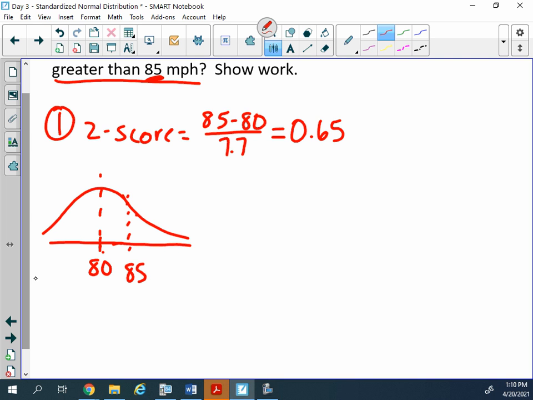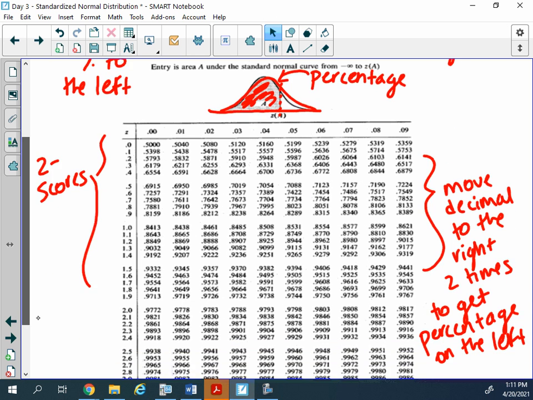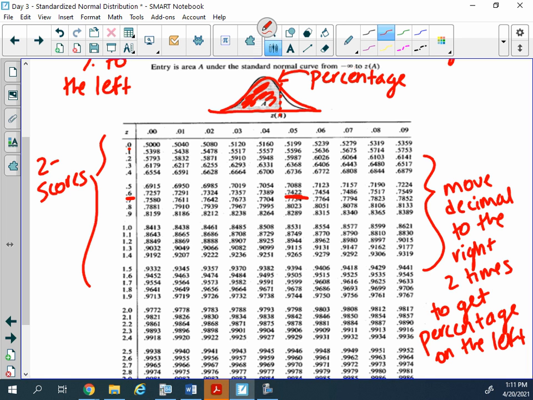Okay. And because we want greater than, we want values to the right. So remember when we use the table, it only tells us values to the left. So remember, to do this, we will have to do 1 minus the percentage. Well, let's find the percentage of our 0.65. So using our table, I go to the 0.6, and then I need to go to the 0.05. So I get 0.7422, okay? So I'm going to do 1 minus the decimal, 0.7422.